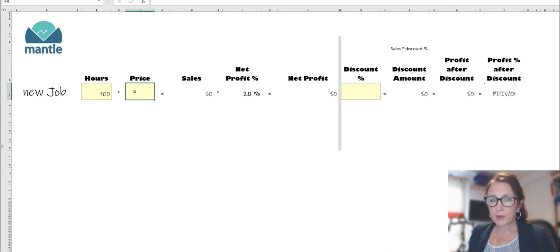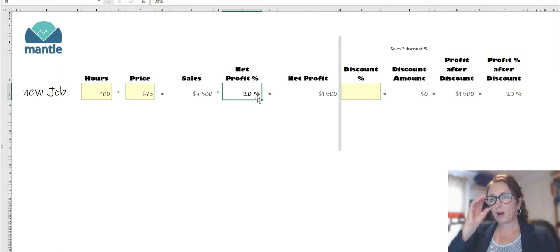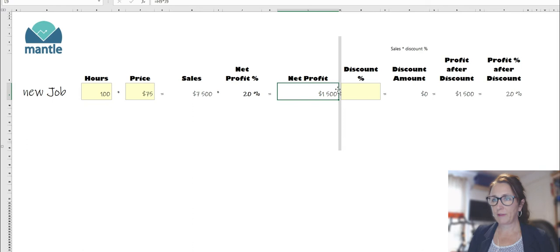Now, the price we've agreed with the customer is $75. So we'll type that in there, and that gives us a sale of $7,500. Now, let's say that our normal net profit is 20%. So that means that after all the expenses have gone out of the business, we are left with 20% of the original sale as our net profit. So that would give us $1,500. Nice and simple, all well and good.